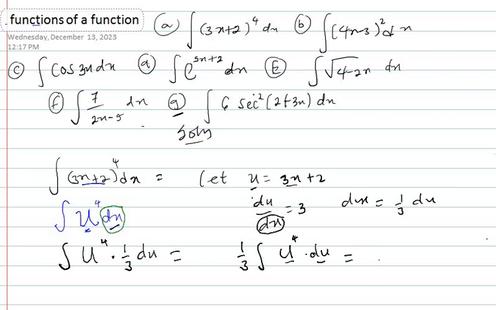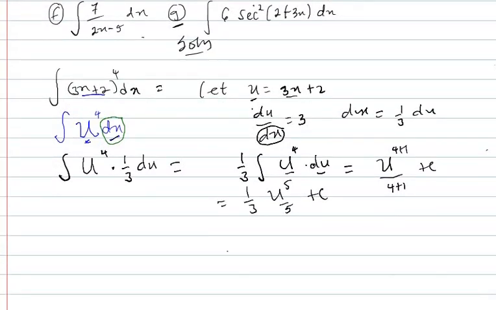Then we can say the integral of this: u raised to the power 4 plus 1 all over 4 plus 1, then plus c. So we can say 1 over 3 times u to the 5 all over 5, then plus c. And then we can also say 1 over 3 times 5, u raised to the power 5, which is equal to u to the power 5 all over 15 plus c.